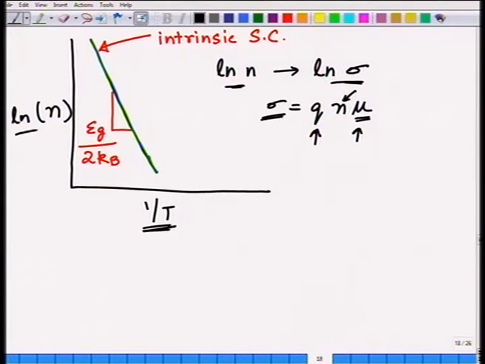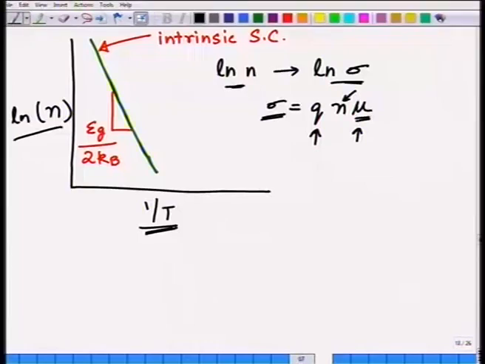Therefore, if you were to plot conductivity, and conductivity is relatively easy to measure, so if instead of log n I plotted log of conductivity and measured it as a function of temperature, then this could be a method to determine what the band gap Eg is, because the slope multiplied by 2 kb will give you the band gap. All right.